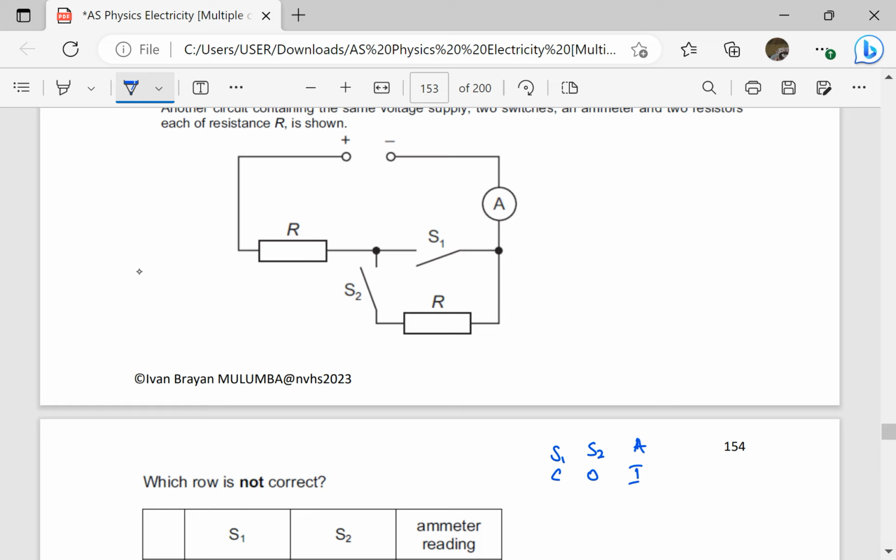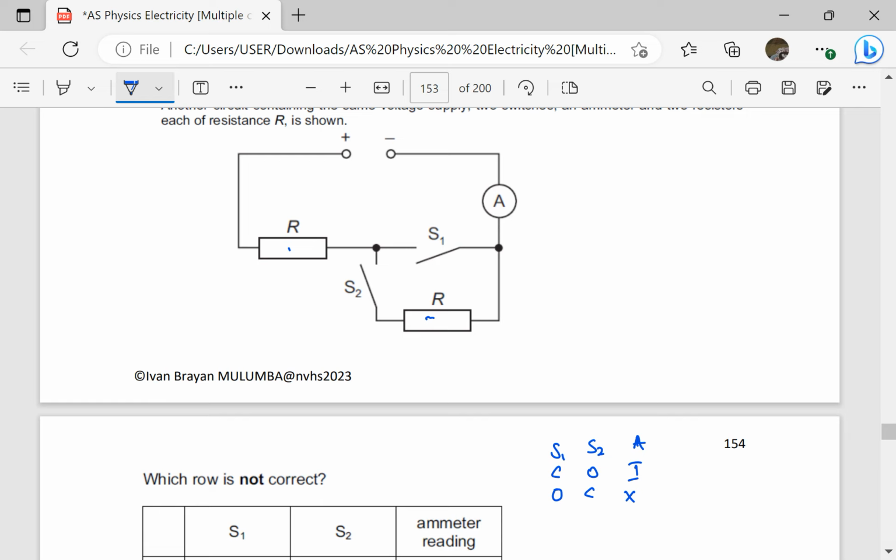Then let's say S1 is open, S2 is closed. Of course, these two will be in series. The ammeter reading cannot be I. Then let's say both of them are closed. S1 is closed, S2 is also closed.